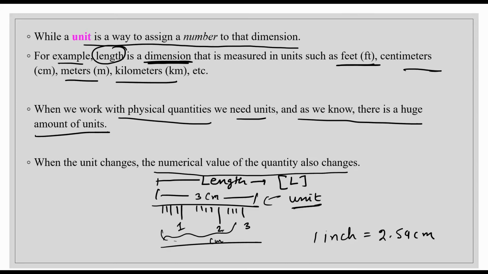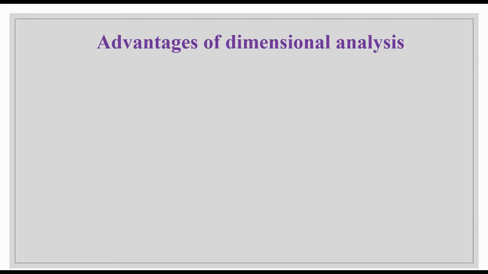So now you can understand that we have huge numbers of units, but the dimension is fixed: this is a dimension L, that this is measured in length. So I hope the difference between the dimensions and unit is clear. Now we will see what the advantages of dimensional analysis are, why we need to know the dimension.